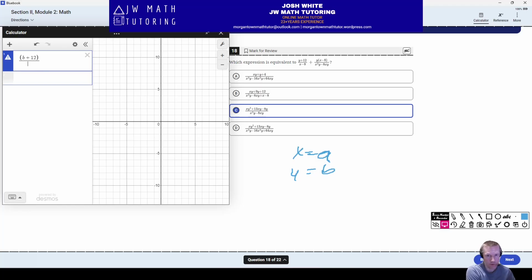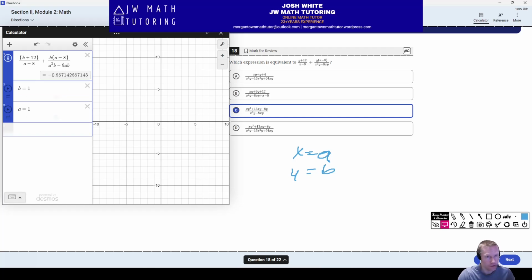So b plus 12 divided by x minus 8, sorry, a minus 8, and then plus e times a minus 8 over, let's see, it's going to be a squared b minus 8ab. Okay. Now I'm going to add some sliders. Just move them to whatever random values. And now you could go through and type in all the answer choices and see which ones match and which ones don't.